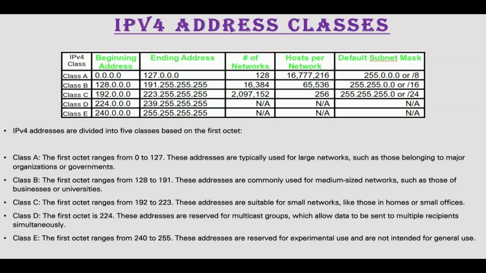Class C, the first octet ranges from 192 to 223. These addresses are suitable for small networks, like those in homes or small offices. Class D, the first octet is 224. These addresses are reserved for multicast groups, which allow data to be sent to multiple recipients simultaneously. Class E, the first octet ranges from 240 to 255. These addresses are reserved for experimental use and are not intended for general use.